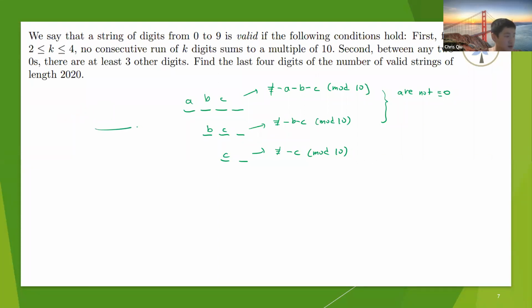So in a string, let's call the last 3 digits A, B, and C, where A is the third to last, B is the second to last, and C is the last. And in any valid string, we cannot have more than one of A, B, and C being 0, because if, let's say, these 2 were 0, then these 2 would sum to 0, which is bad, and so on and so forth. So we're going to split our possibilities into 4 cases.